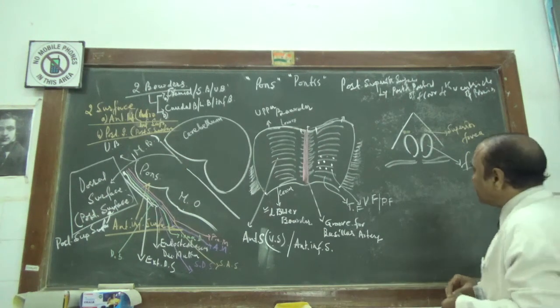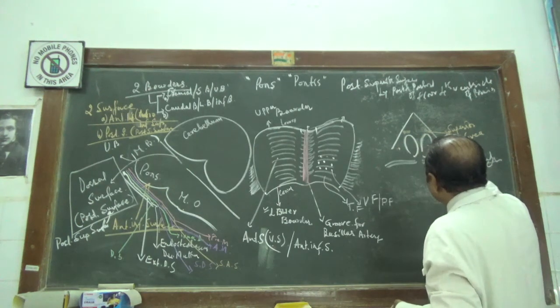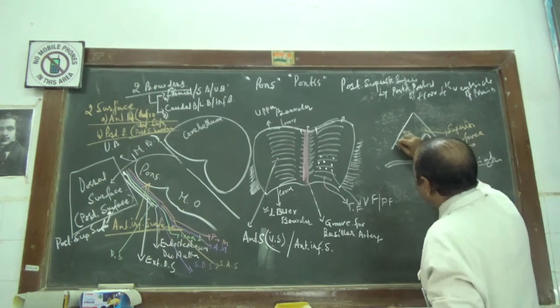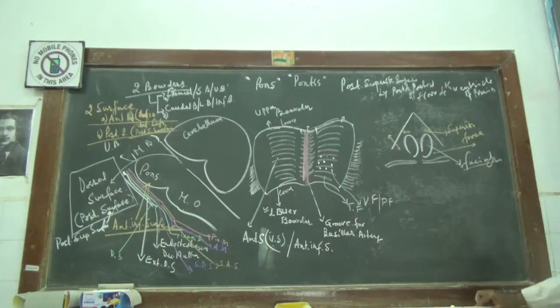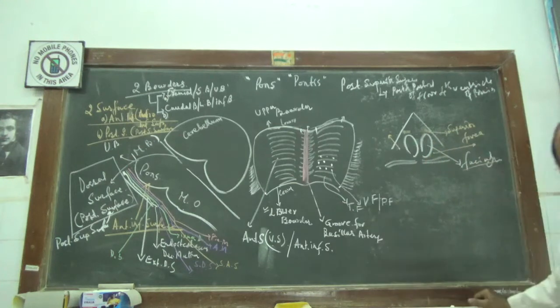Along with that, there will be small areas for some cranial nerves emerging out on this side. So this is the posterior surface.